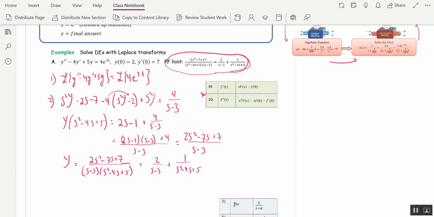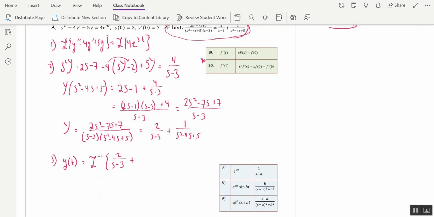Now we're ready for step 3, which is to take L inverse of both sides. So when I take L inverse of big Y, I get little y. I'll write little y of t just so you're clear that that's a little y. And L inverse of 2 over s minus 3 plus, when I do L inverse on this part, I'm going to have to complete the square, so I'll just do that now. That's 1 over s minus 2 quantity squared plus 1.